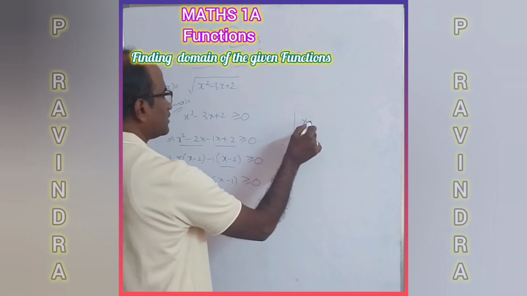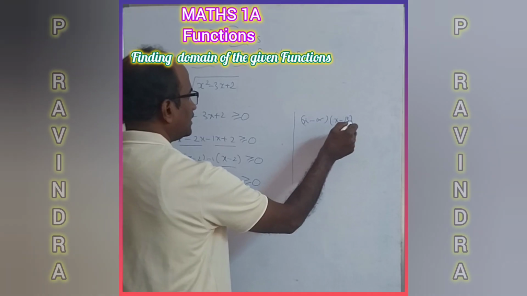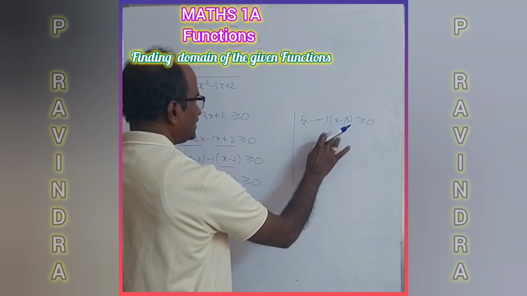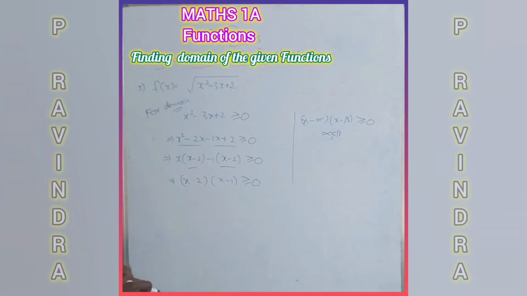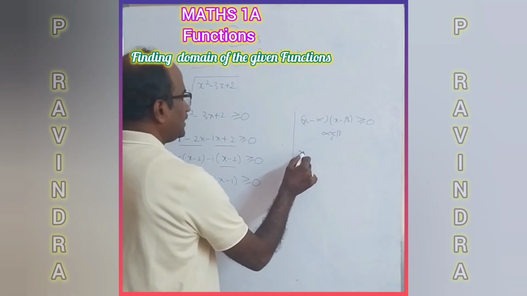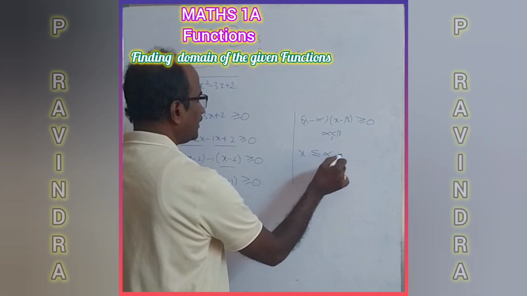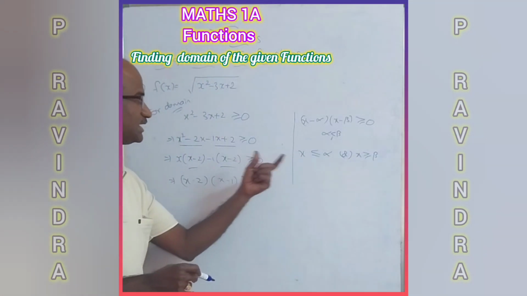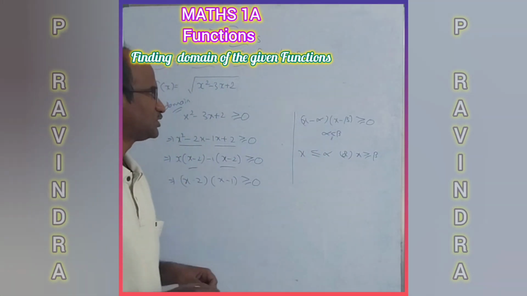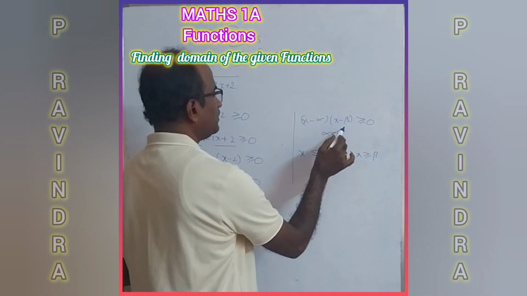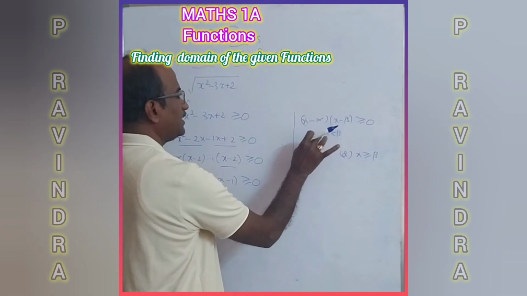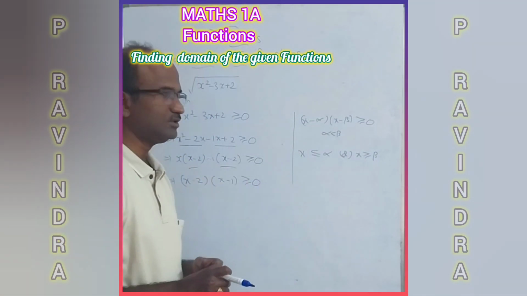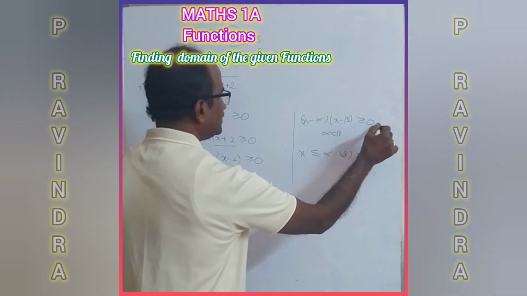When you are having x minus alpha into x minus beta greater than or equal to 0, so that alpha is the smaller root among alpha and beta, then here x must be less than or equal to alpha, that is the smaller root, or x must be greater than or equal to the greater root, which is beta. In such a case only this is possible. So again, repeat: x minus alpha and x minus beta will be positive or equal to 0, so that alpha is less than beta. Then x must be less than or equal to alpha or x must be greater than or equal to beta. In such cases only this is true.